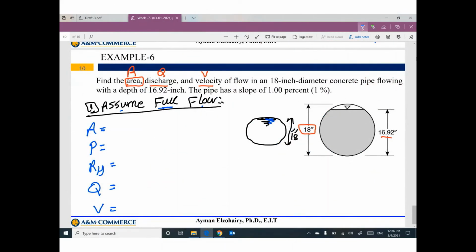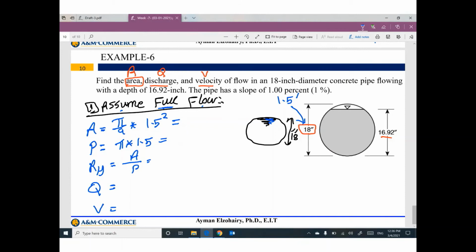Can you? Yes, I can. Go ahead. What is the area? Pi divided by 4 times your diameter, which here is 1.5 feet, so 1.5 squared. What is the wetted perimeter? It's the perimeter of a circle, so pi times d. What is the hydraulic radius? Area divided by P.